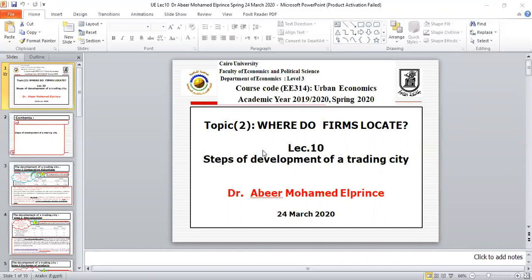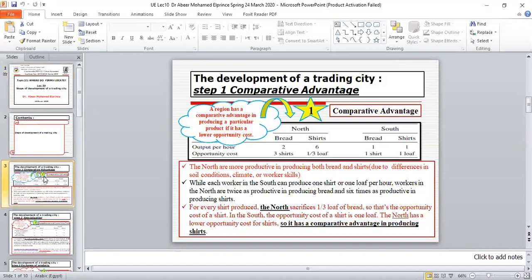One of the cities is the trading city. Trading city, its role begins with trading firms, and trading firms develop to be a trading city. There are some steps to develop a trading city. Number 1, to have comparative advantage in producing a particular product.